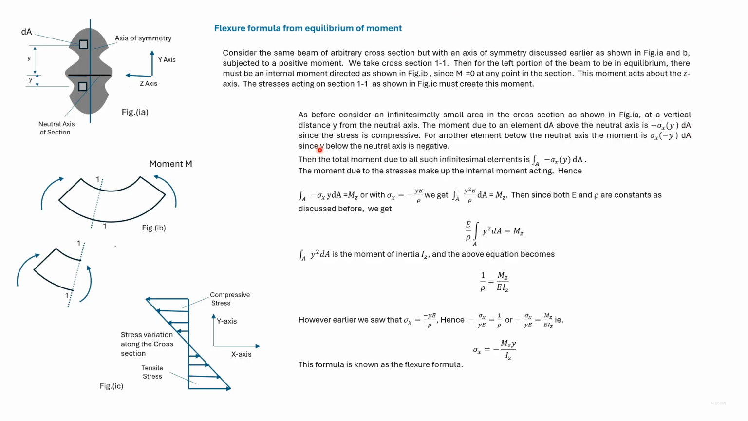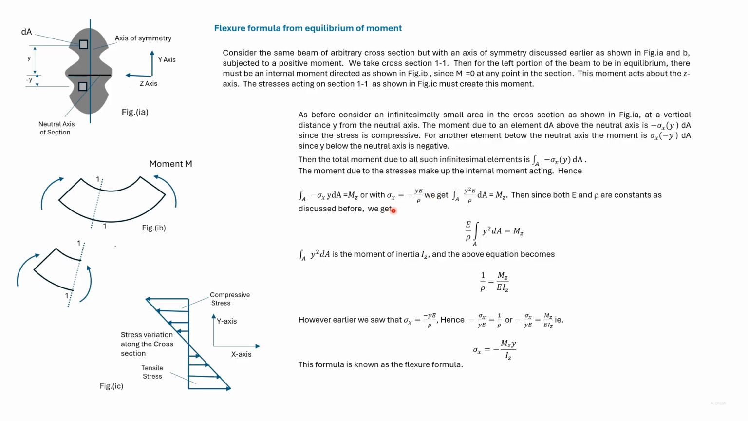So the total moment due to all infinitesimal elements will be given as the integration of minus sigma x y dA, where the integration is carried out for the whole area. Now these stresses make up the moment acting on the section. Since the moment is about the z-axis, we can write it as Mz. So we get this expression.